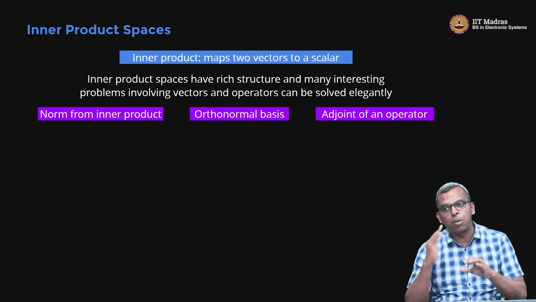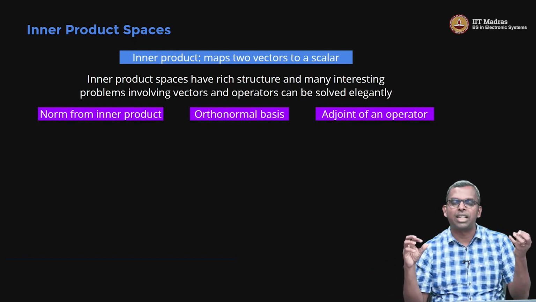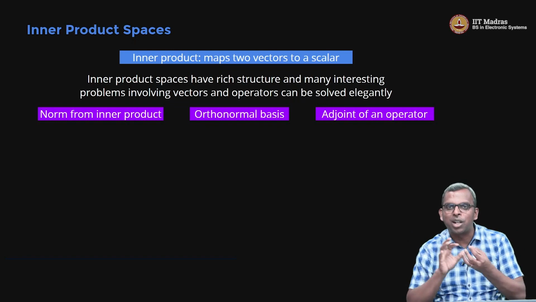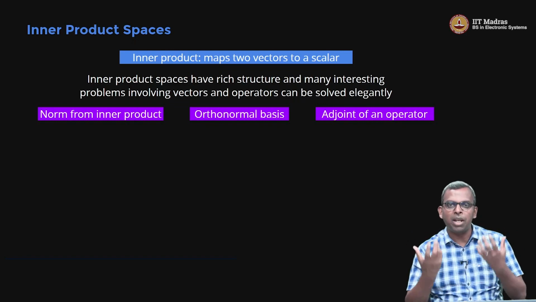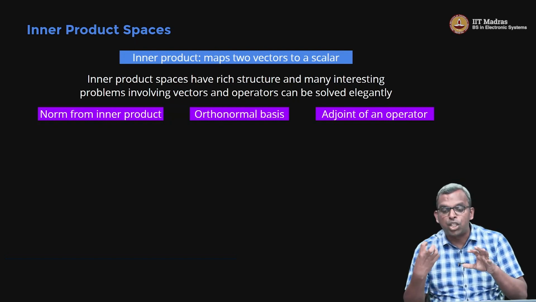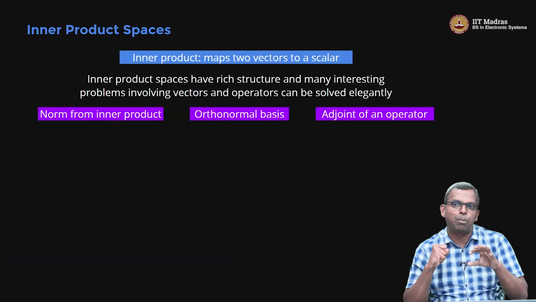Once you have an orthonormal basis, the coordinates of a vector are very easy to find out. You just have to do inner product with the vector and you get the coordinates. They're very, very easy to work with. In particular, you start getting this notion of an adjoint of an operator. So this is a very important idea.